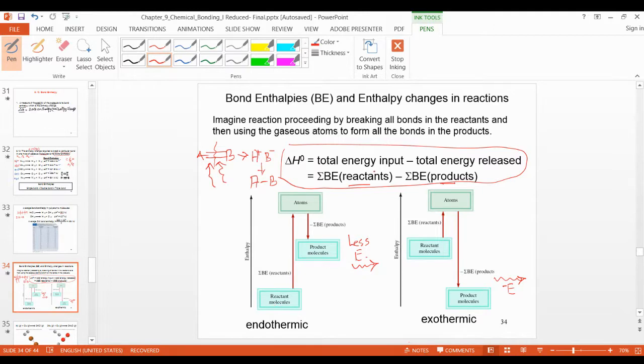So now when you calculate delta H, if you get a negative sign, you can say this reaction is exothermic. If you get a positive sign, you will say it is endothermic. Remember that. This formula you can write down here.